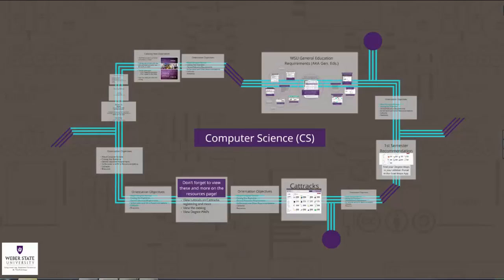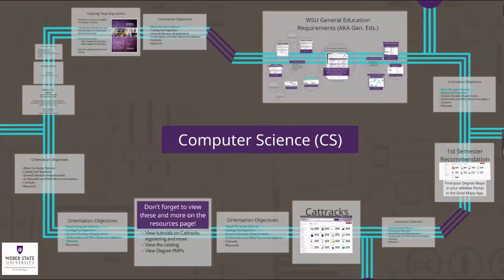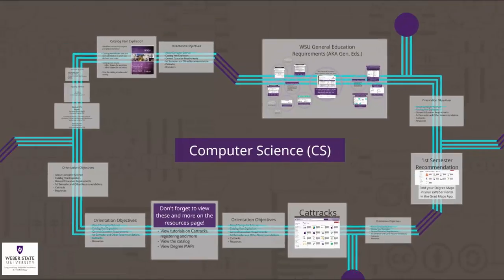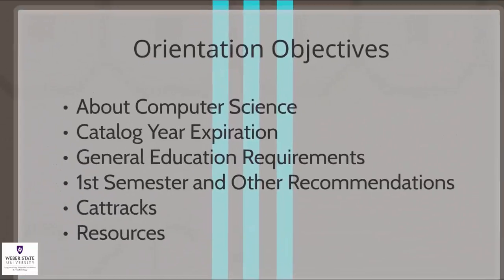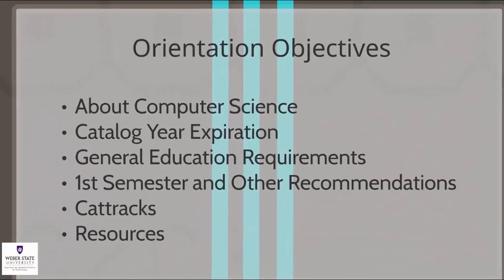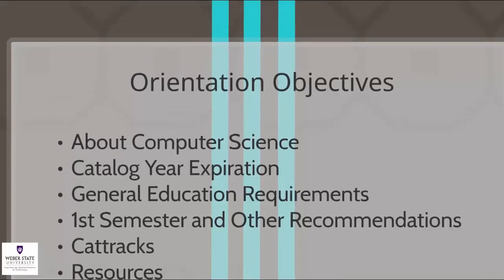Welcome to online orientation for the Computer Science program at Weber State University. The purpose of this online orientation is to connect you with your program department, explain catalog year expiration, provide an understanding of general education requirements, and provide helpful student resources.